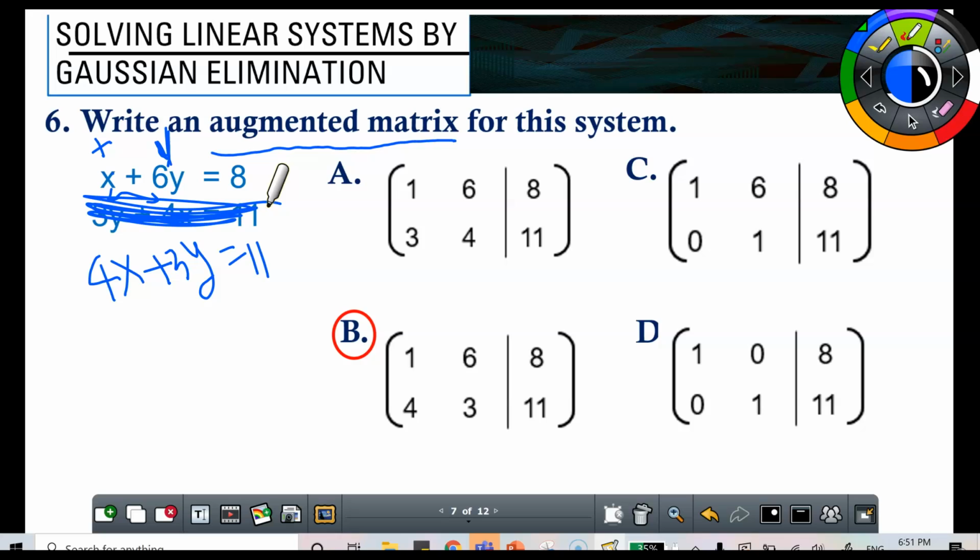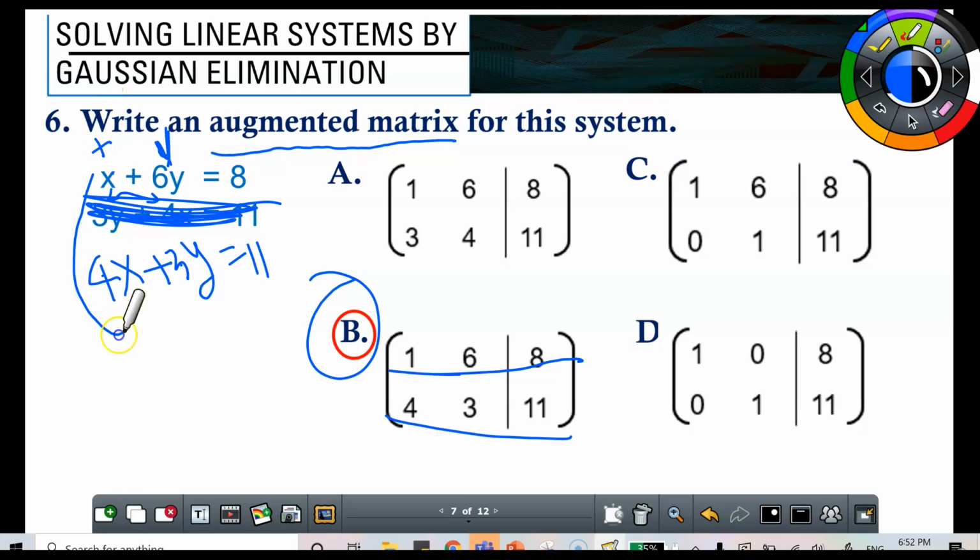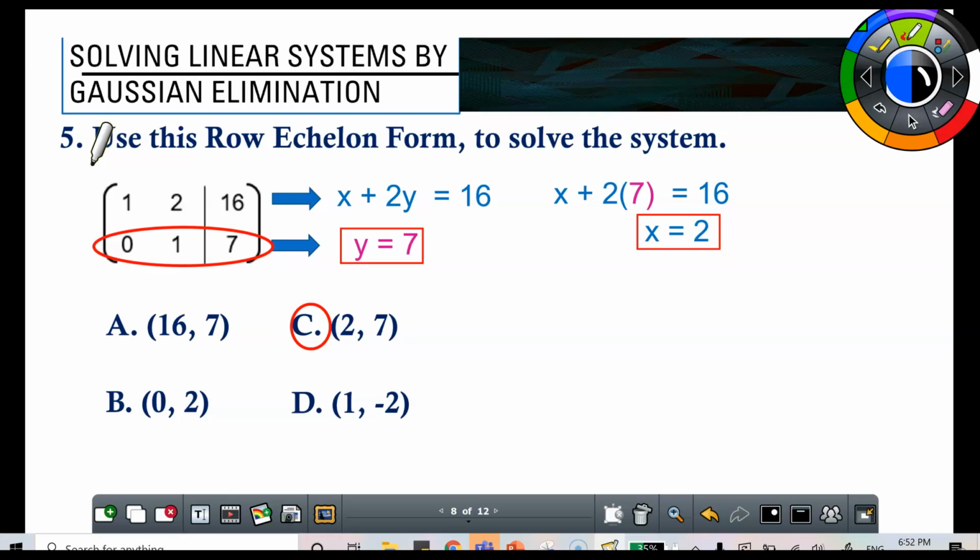Now you can take out the numbers. So first equation, 1 6 8, 1 6 8. Second equation, 4 3 11, 4 3 11. So B is right. Okay? Just be careful. Each of the columns has to represent one variable. If they're not, switch the places until you get that. Okay. Next one.